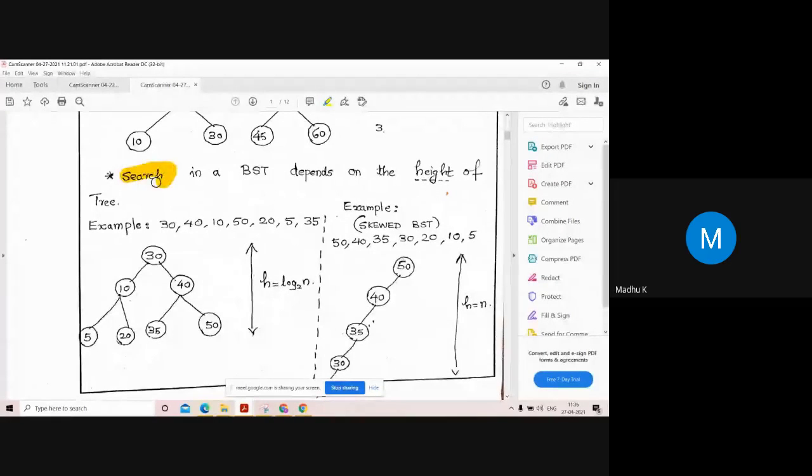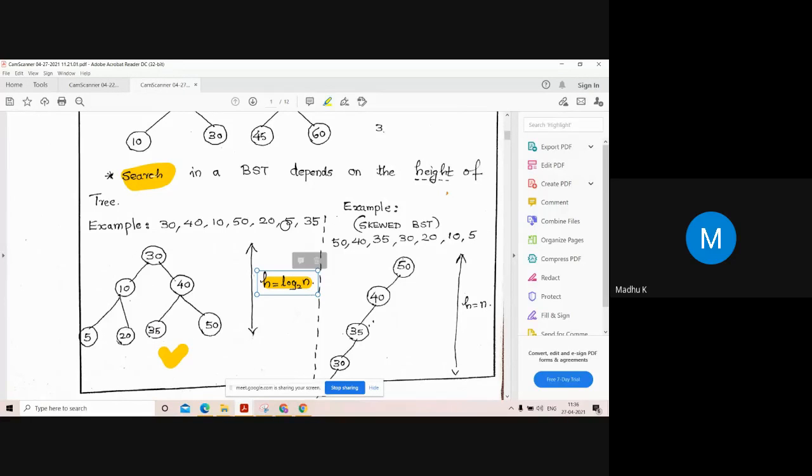Next, basically search. Search in a BST depends on the height of the tree. In this case, we can note it is almost balanced. So the search will take only log base 2 n time. We know log base 2 n algorithms are the most efficient algorithms.